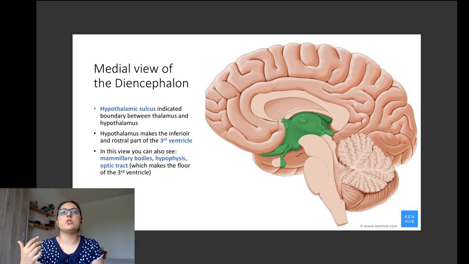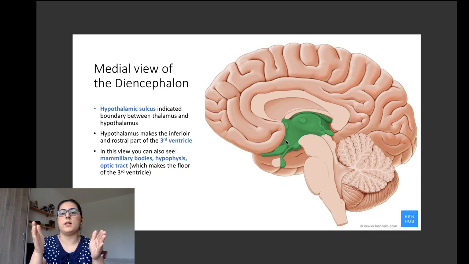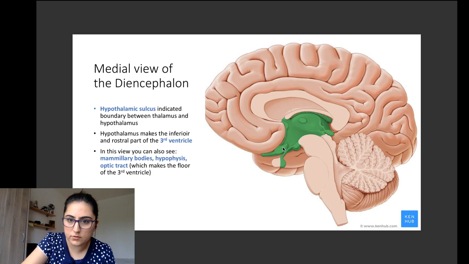All right, in the medial view, you can also see the mammillary body, the hypothalamus, and the optic tract, right? All of them make the floor of my third ventricle. Because like I said, the third ventricle is this space over here. So the lateral border of my third ventricle is my thalami and the hypothalamus, but the floor is this space over here.